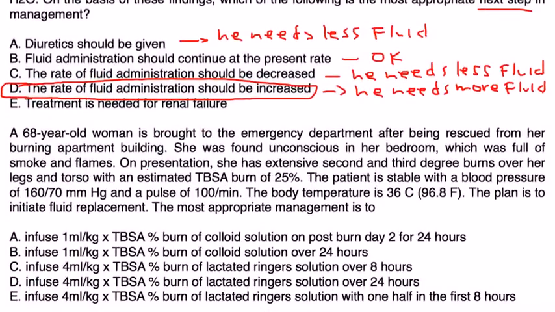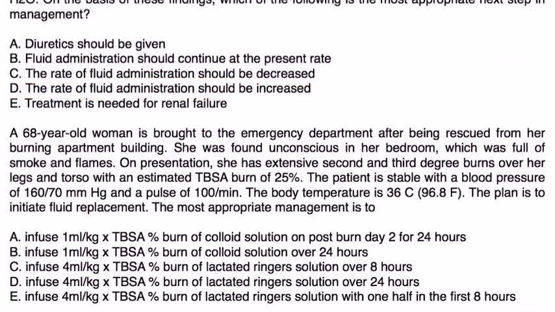And then finally, the 68-year-old woman is brought to the emergency department after being rescued from her burning apartment building. She was found unconscious in her bedroom, which was full of smoke and flames. On presentation, she has extensive second and third degree burns over her legs, torso, and an estimated TBSA of 25. Patient is stable with blood pressure of 160/70, pulse is 100, body temperature is 96. Plan is to initiate fluid replacement. Most appropriate management is 2.